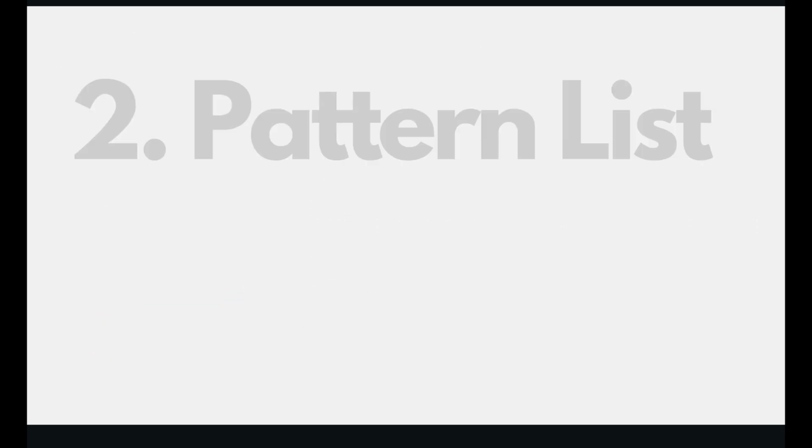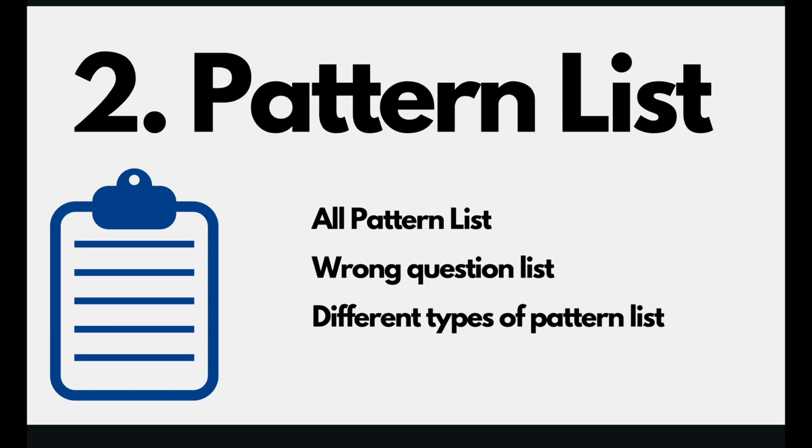Very simple stuff. The second thing, I think the best thing you can do to quickly improve your UCAT score in the AR section, is making a pattern list. Now, there are three types of pattern lists that you can make. One is an all patterns list. Every single question that you see, you write it down.